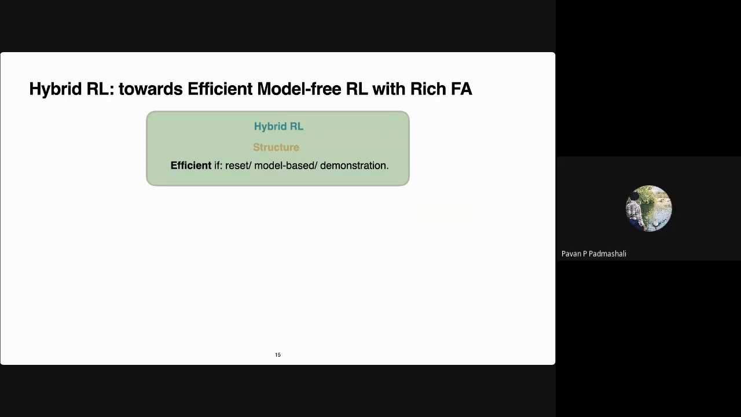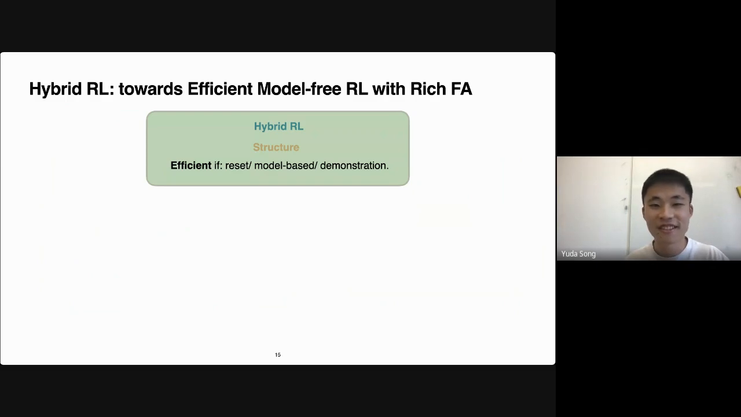Thank you for the question. But as I was hinting before, in this talk, I'm going to show that in the offline RL setting, if you incorporate structure, you indeed can have a positive answer to the questions that we were posing before, that you will have an efficient model-free RL algorithm with rich function approximation.